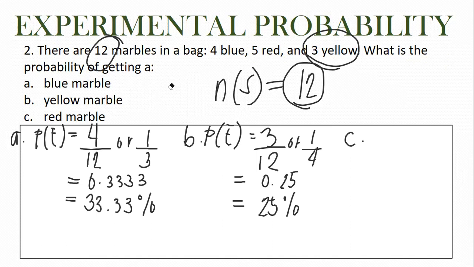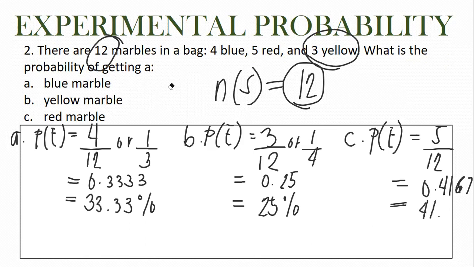Next, find the probability of getting a red marble. So, sa red marble, meron tayong 5. So, ito ay magiging 5 over 12. So, may lowest term pa ba? Wala na po. So, if i-divide nyo si 5 over 12 para makuha ang ating decimal form, the answer is 0.4167 or 41.67%. Okay. So, this is the final answer.